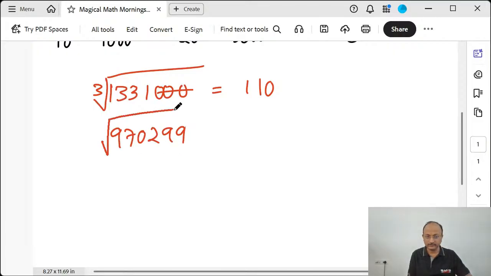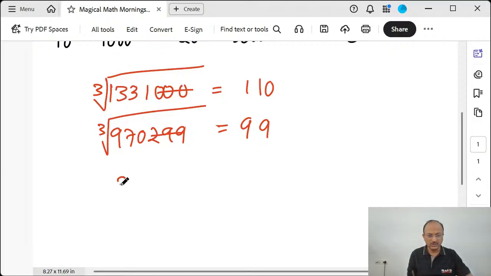7970299. So what we'll get? 9 is the last digit. So I will go for 9. Forget about these three digits. Then 970 you take. 9 cube is 729. 10 cube is 1000. So it's less than 1000. That's why 9 cube we should go. 99 cube is 970299. Very big number even if you want to consider also.